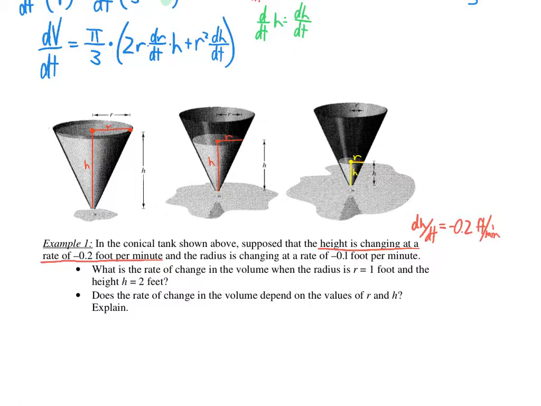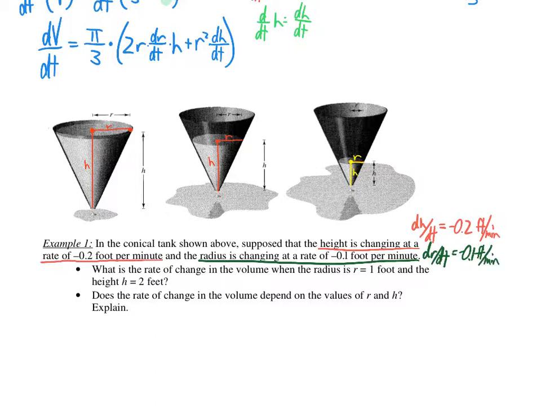All right. So then, likewise, let's get a darker green here. There we go. That'll be easier to read. It says the radius is changing at -0.1 of a foot per minute. So what did they give us there? The radius, dr. That's dr dt. It's a rate of change, right? So that is dr dt equals -0.1 feet per minute.